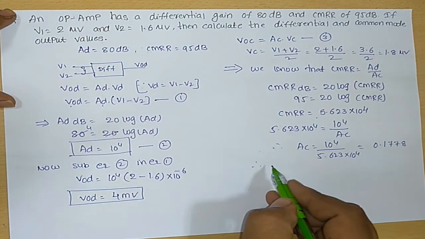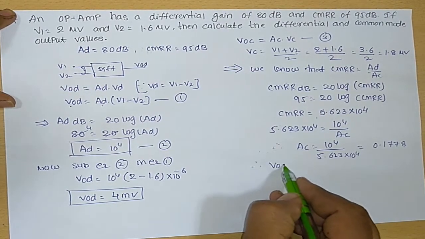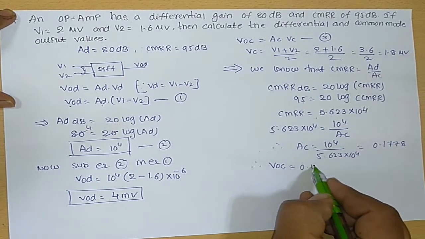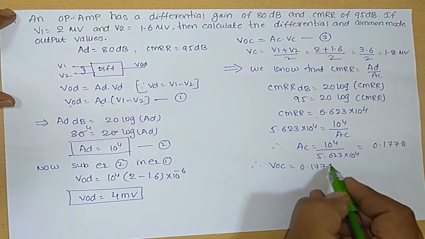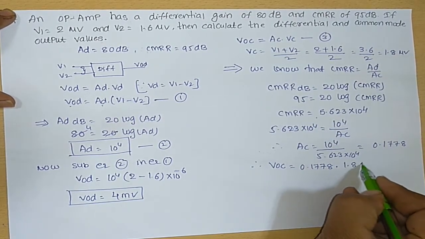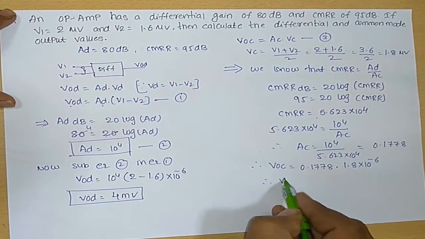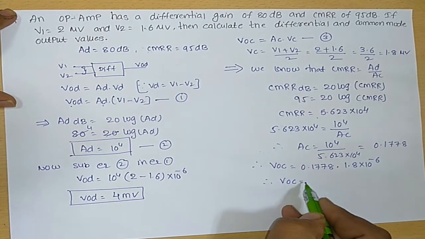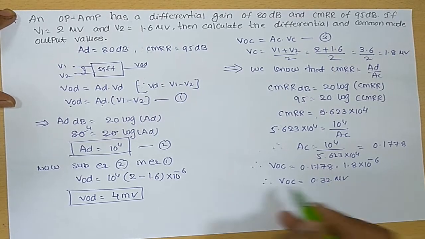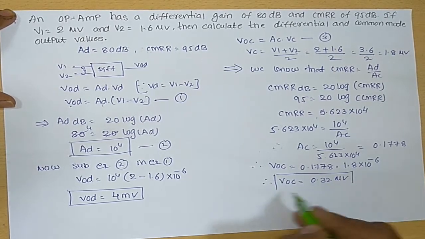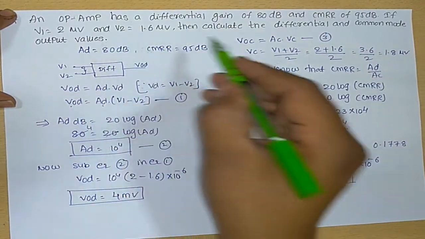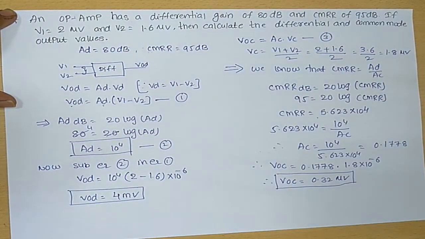Therefore the common mode output voltage VOC equals AC. What is the AC value? 0.1778 into VC, which is 1.8. We get the common mode output voltage VOC equal to 0.32 microvolts. So in this way we estimate the differential output voltage and the common mode output voltage.